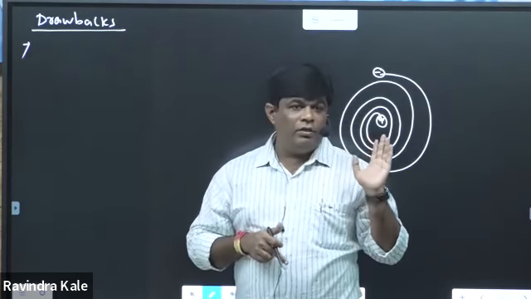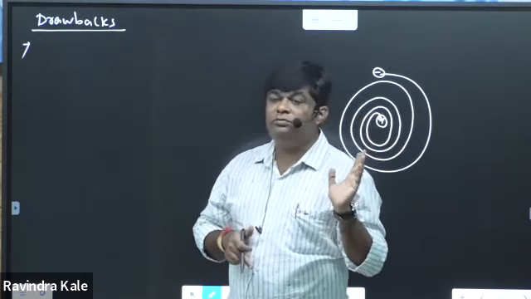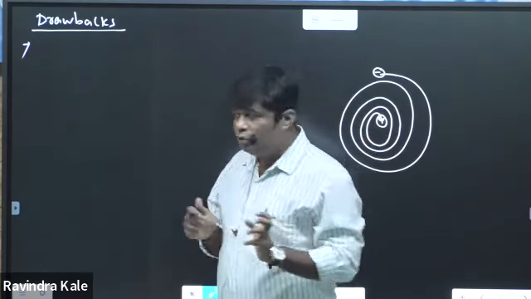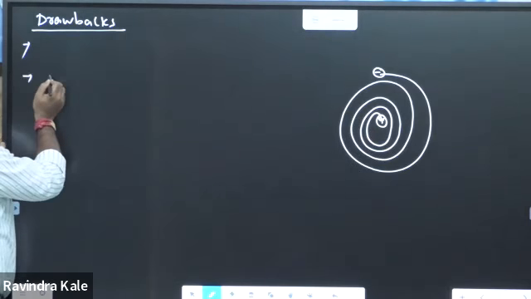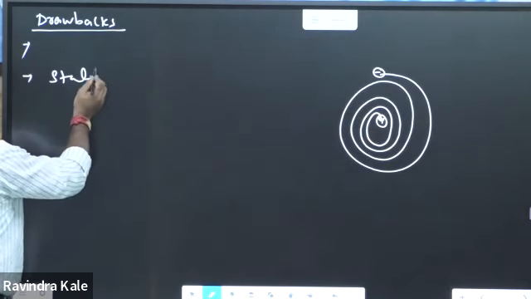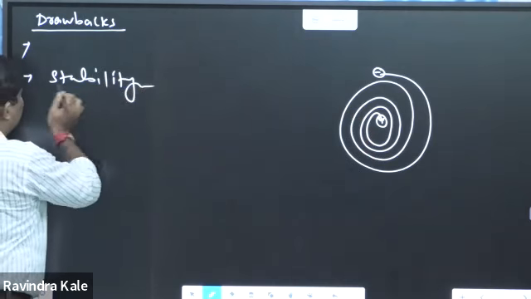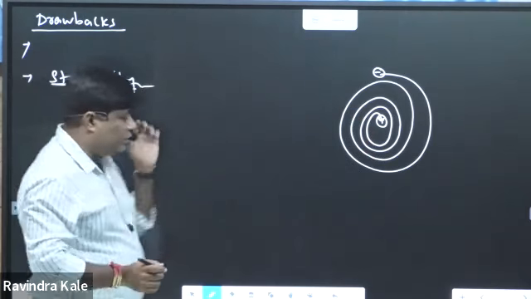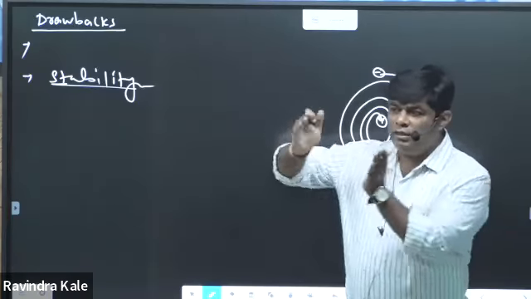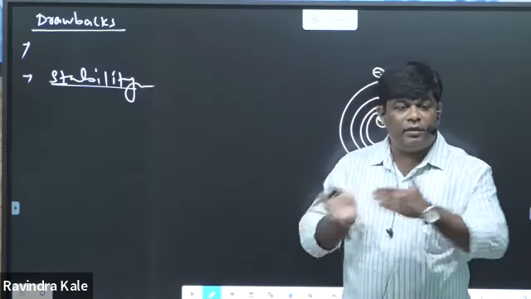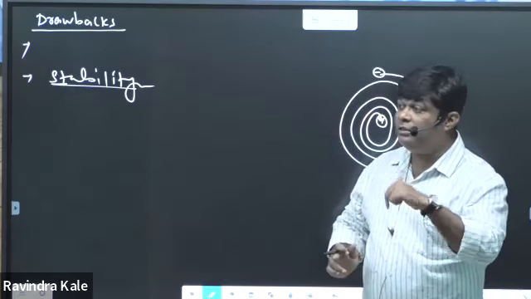Then the second limitation: the Rutherford atomic model fails to explain the stability of an atom. It also fails to explain the arrangement of electrons. Electrons are not present inside the shell alone; they are in the subshell, as well as in the orbital.